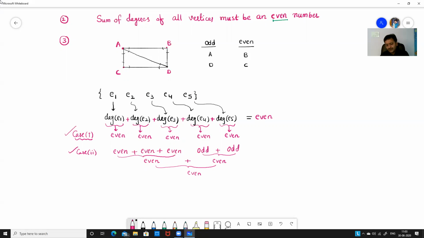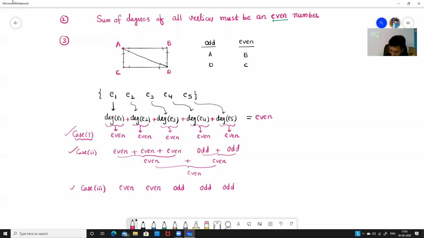So why are we discussing all these case studies? Let me explain these case studies first. Afterwards, I'll give a conclusion. On the third case, it is interesting. Suppose we assume that the degree of E1 is even, the degree of E2 is also even, but the degree of E3 is odd. The degree of E4 is also odd, and the degree of E5 is also odd.